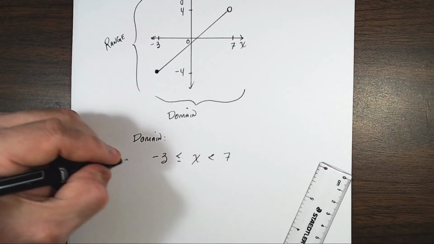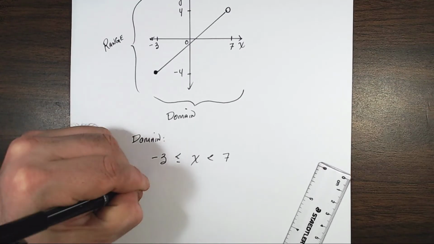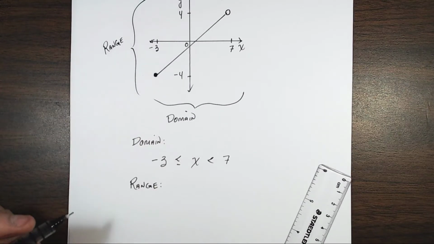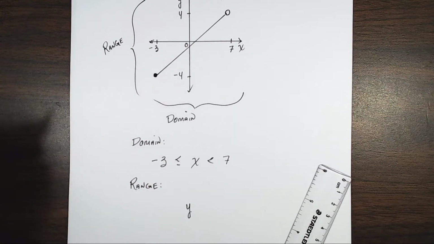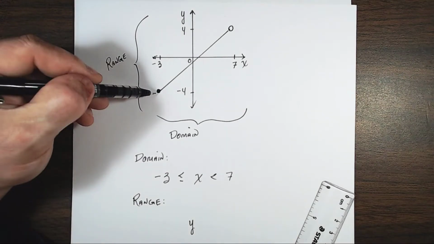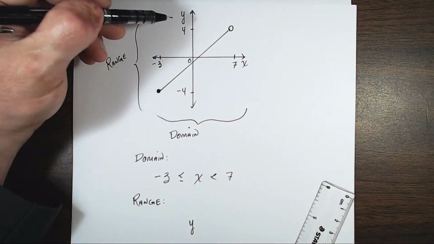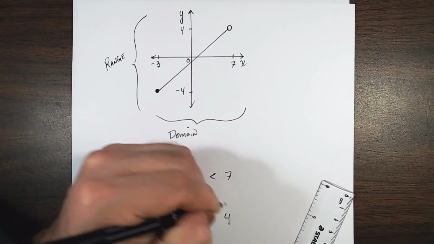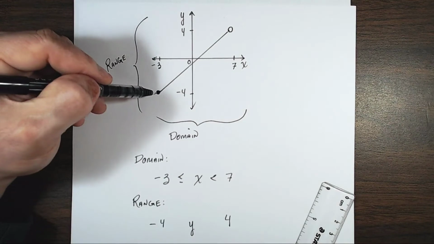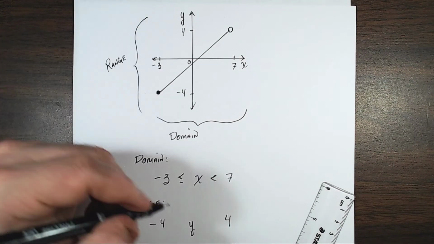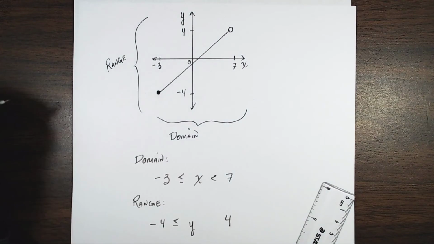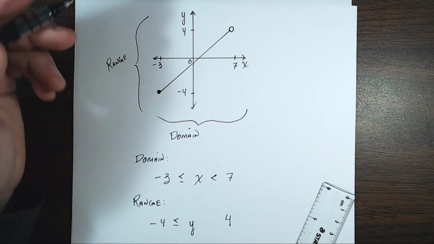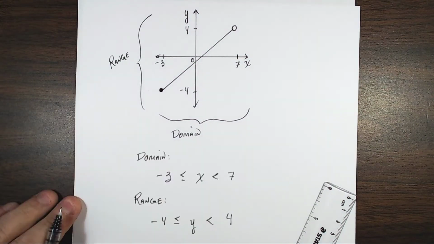Now how about the range? Well, we know it's going to be in terms of y. The lowest value is -4, and the highest value is 4. So I put in here -4 and 4. Again, looking at this lowest value, it's colored in, so we put less than or equal to. -4 is less than or equal to y, but on the upper value, it's an open circle, so it's just less than. So there's your domain and range for this graph.